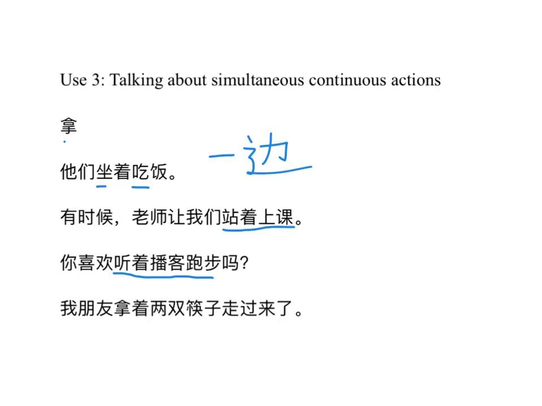好，最后一个，我朋友拿着 that's the same 拿 that we mentioned earlier, 拿，他拿着2双筷子走过来了。我朋友拿着2双筷子走过来了。Remember, 拿着 is to hold in your hand, so he's holding 2 pairs of chopsticks and walked over. Okay, couple things I want to point out.